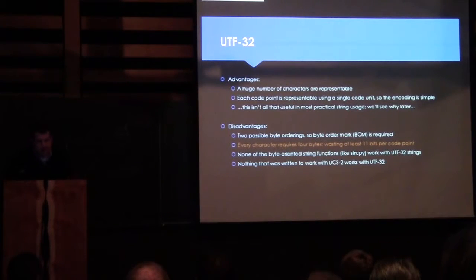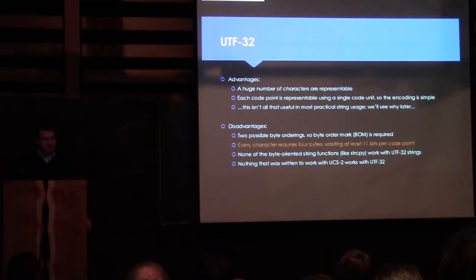So there's a number of advantages to UTF-32. Again, now we can represent an even huger number of characters. Every code point is still representable using a single code unit, and we'll see the distinction between those in a moment. Though this isn't all that useful in most practical string usage, and we'll see why much later in this talk. But there's a bunch of disadvantages here.